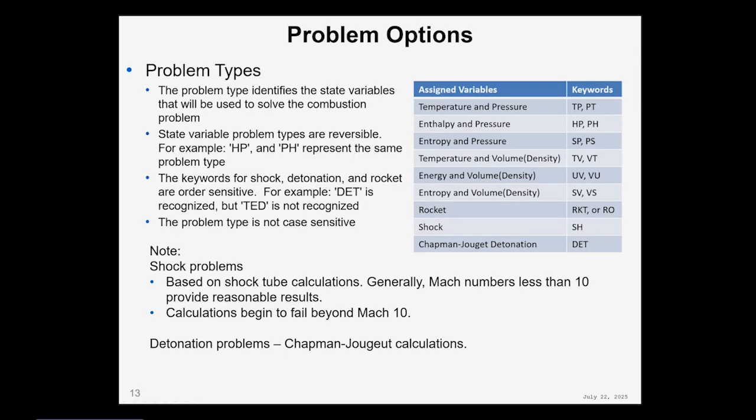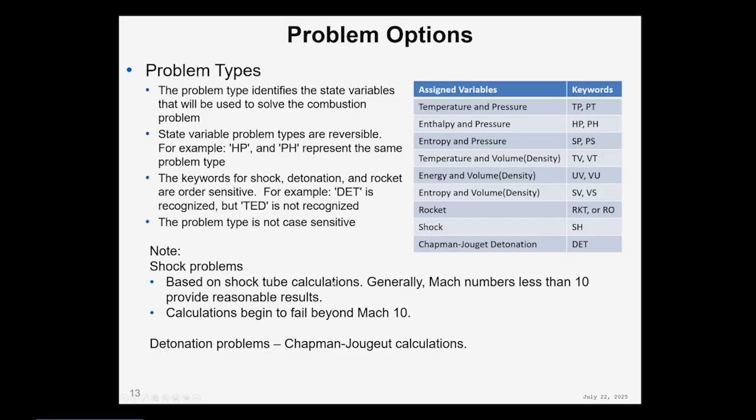CEAM works all of the same problems that CEA does. So we do the point problems we see here, solve a rocket problem, we do the shock problem, and we do the detonation problems. Point problems may be identified as TP or PT. Order doesn't matter. However, if you identify it as TP as the problem type, then it's expecting the inputs to be in the same order. So TP, give it a temperature first, then a pressure. If you identify it as PT, give it a pressure first, then a temperature.